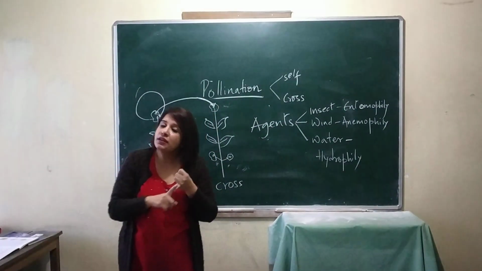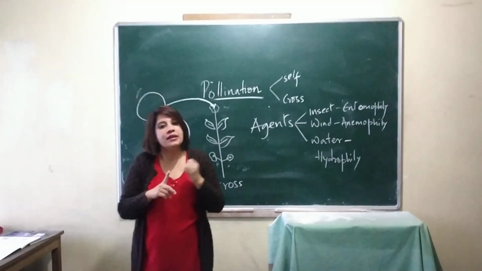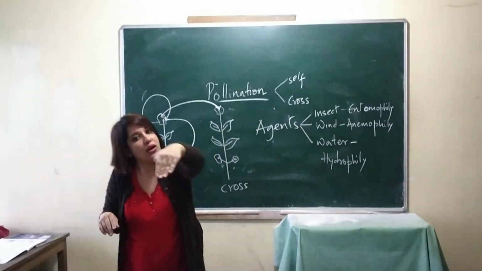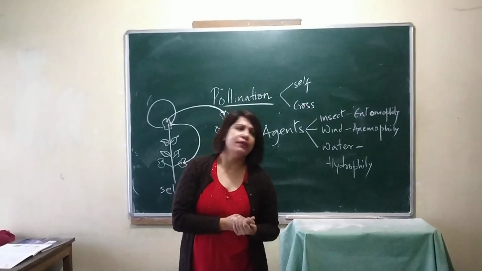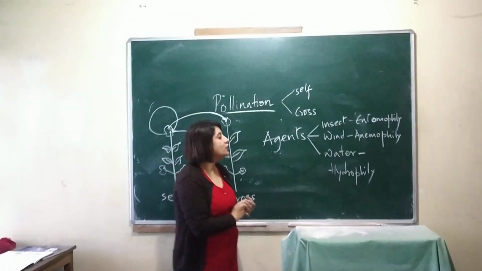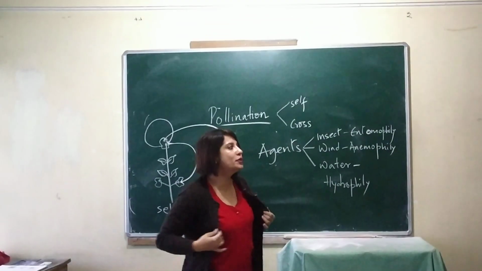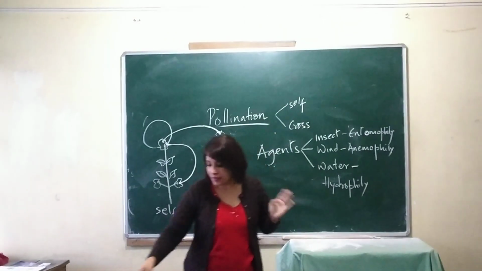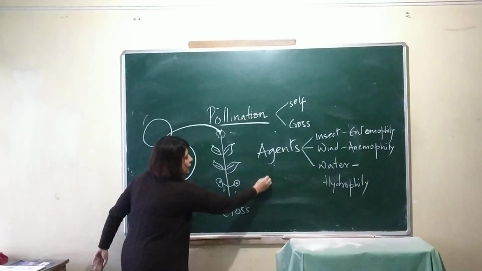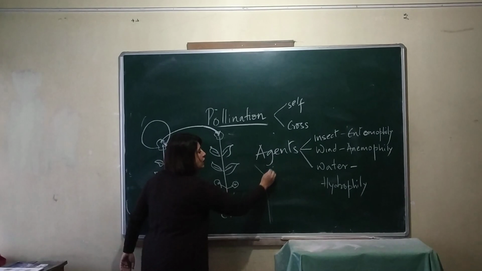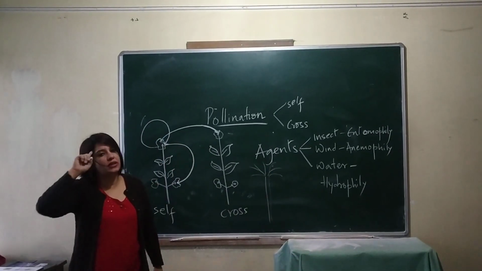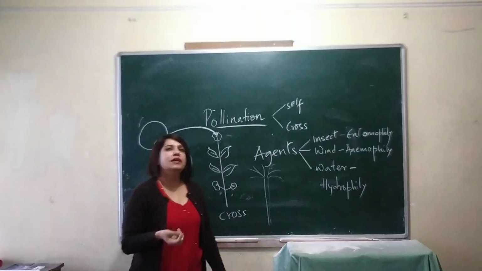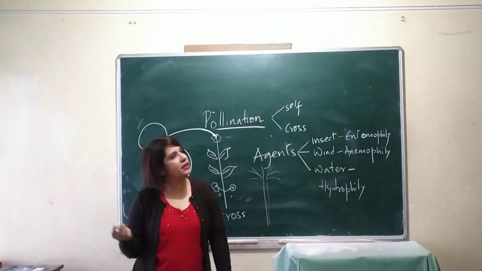So the pollen grains should be light and dry. The anther should be hanging out. The stigma should also be hanging out. One very easy example, one which you usually see, is maize. Now, a maize plant has unisexual flowers. I have already told you what a unisexual flower is. That means it contains either the androecium or the gynoecium.